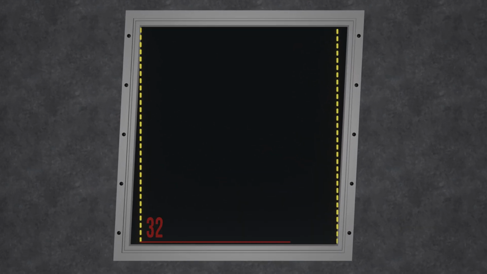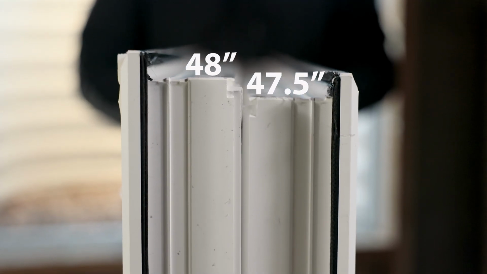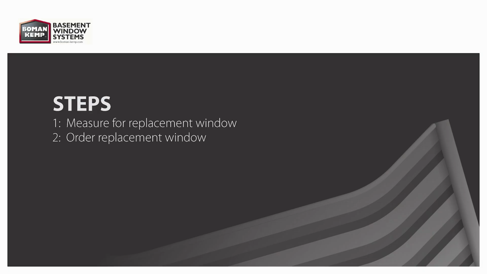When you discover the buck is out of square, measure the inside dimensions to obtain the size of the new window to be made. Most out-of-square bucks will be resolved with a window downsized a half inch. Step 2. Order the replacement window. Order the undersized window from your dealer.